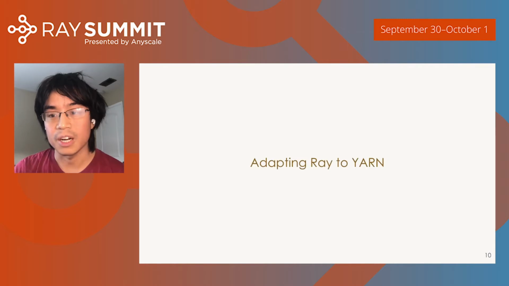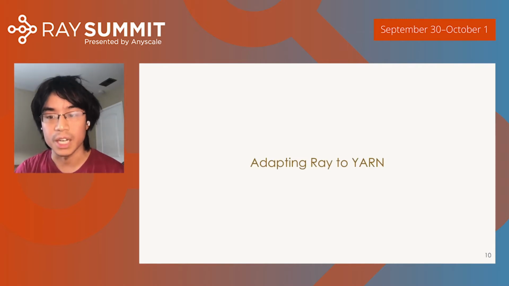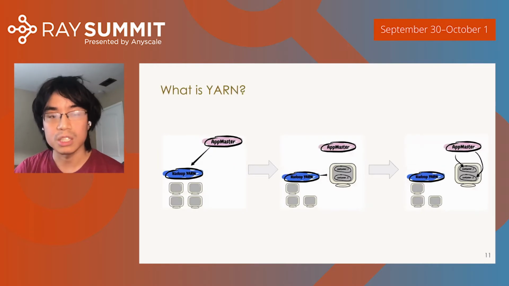So next, let's talk about how we run distributed Ray clusters on Yarn. So to do this, we need to first talk about how Yarn works. So at a high level, Yarn manages all of the compute resources in a Hadoop cluster, and it also provides APIs to users for them to request compute resources from the cluster and then run tasks on the cluster in a distributed fashion.